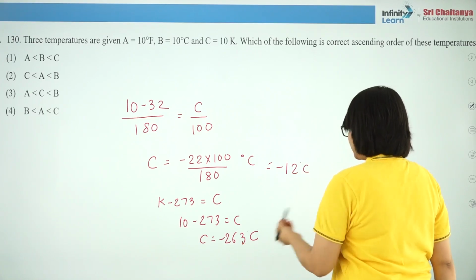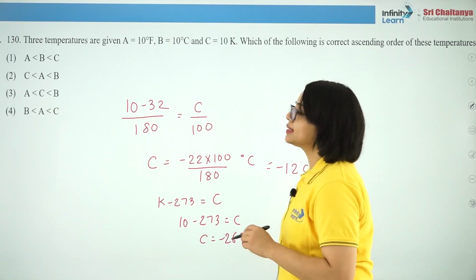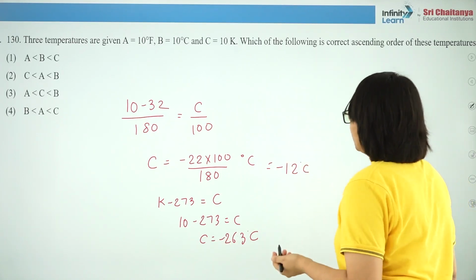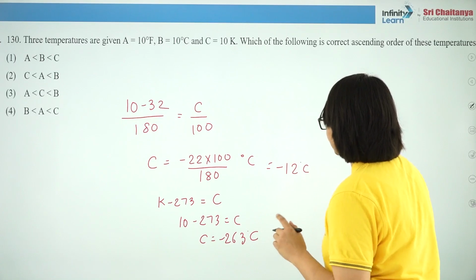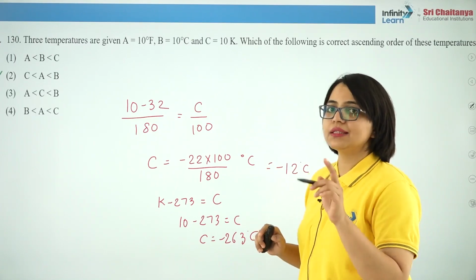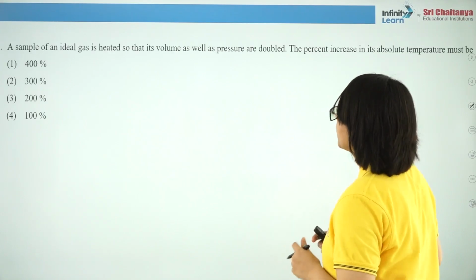This is minus 263 degrees Celsius and B is 10 degrees Celsius, right. So, you can see that B is more and the least one is C. So, the correct answer will be option 2, C is less than A is less than B.